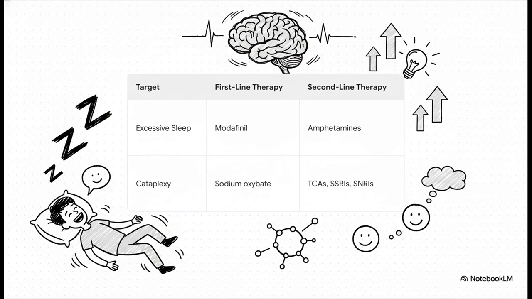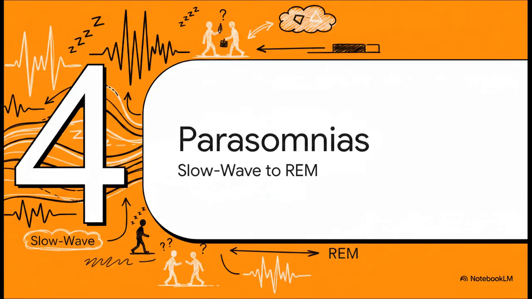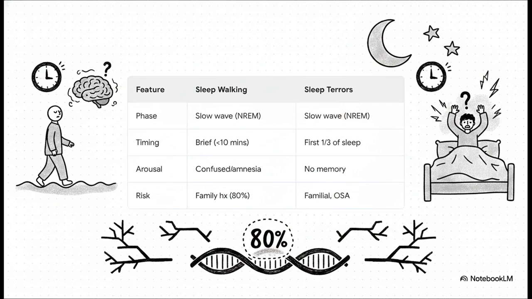For that, the target completely shifts. First-line therapy becomes sodium oxybate, which modulates GABA-A receptors, with antidepressants like TCAs, SSRIs, or SNRIs acting as second-line drugs to suppress REM. Section 4. Parasomnias. Slow wave to REM. Abnormal sleep behaviors. Here we establish that these clinical deviations are categorized entirely by the specific sleep phase in which they occur. Let's analyze the non-REM or NREM parasomnias.